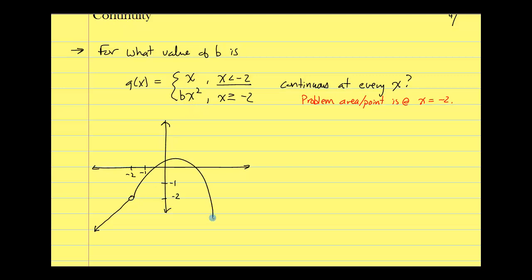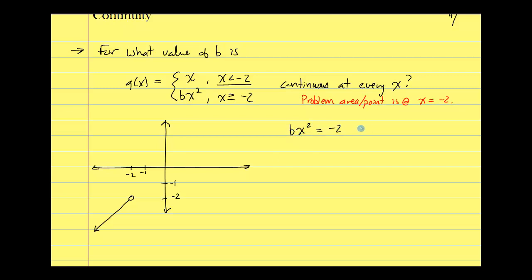Next we're going to look at bx squared, which is a parabola that could open up or could open down as well. We don't know which one it is, so we're going to have to figure this out by figuring out what the value of b is. Now if b is positive, it will open up. If b is negative, it will open down.